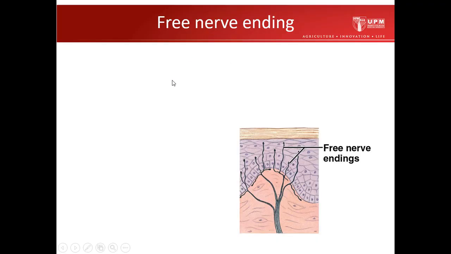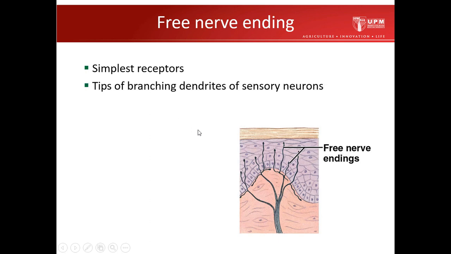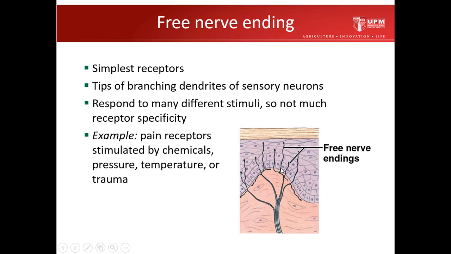Free nerve endings are the simplest receptors, and they are the tips of the branching dendrites of the sensory neuron. You can see this is what we call a free nerve ending. They are not protected by accessory structures, and most of these structures are actually unmyelinated. It responds to many different stimuli but has less specificity. One example of the free nerve ending is the pain receptor. The pain receptor is stimulated by chemical, pressure, temperature, or even trauma.